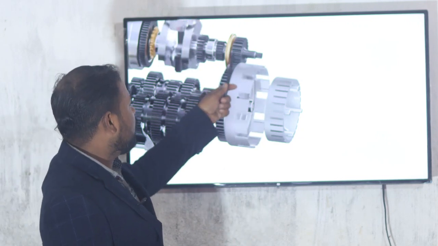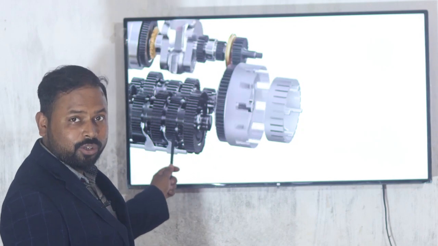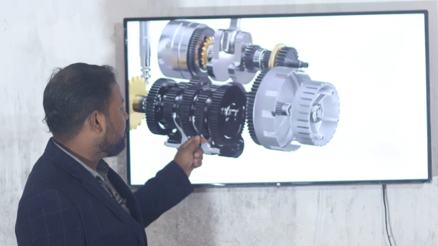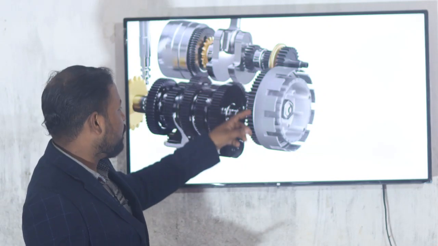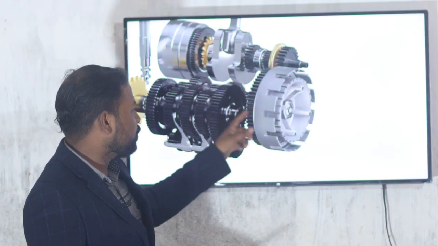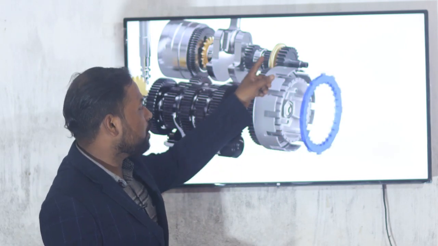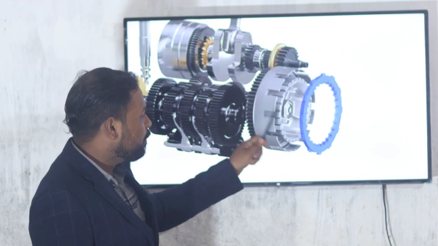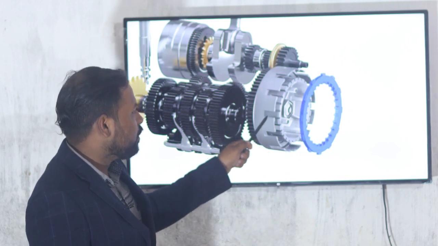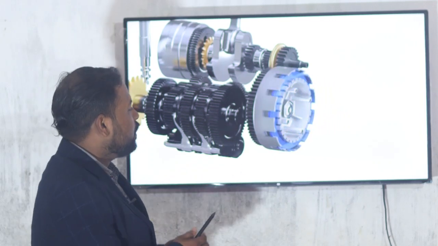Here the crankshaft is rotating and this housing is rotating, but the gearbox is not rotating. But when it is engaged, it means this is directly connected to the gearbox inner shaft, and the outer part is connected to the engine. So when this friction plate connects to this one, it works like this.